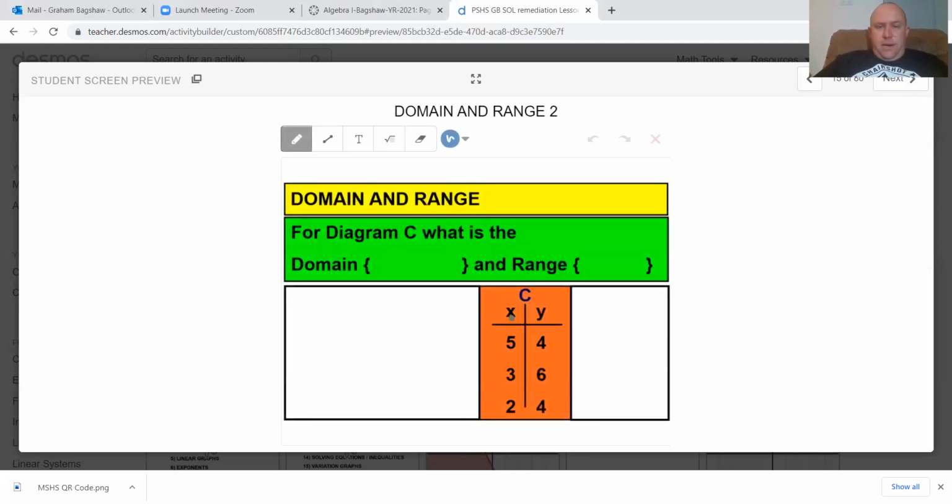Domain and range. So domain just refers to the x values. Put them in order though, and no repeat values. So this would be 2, 3, and 5. And for our range, 4 and 6. Even though there's two 4s, we only put it once because, like I said, we don't have any repeat values.